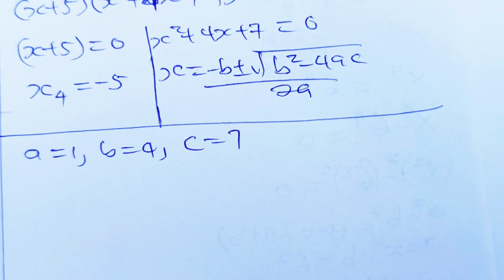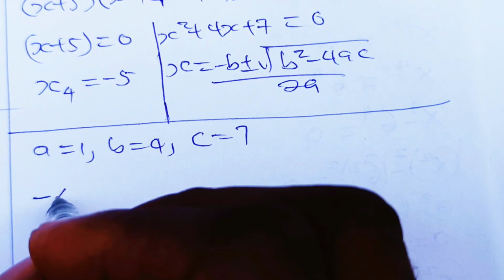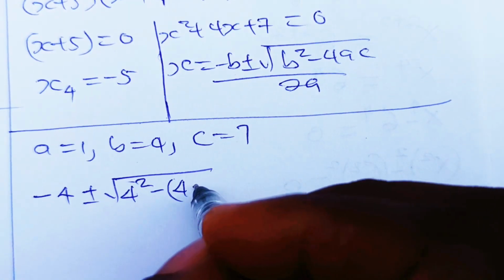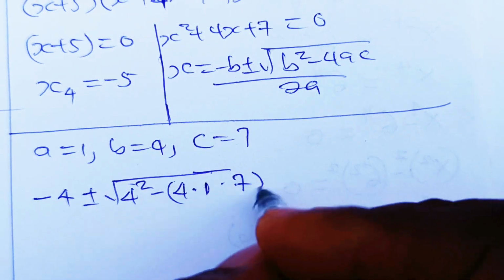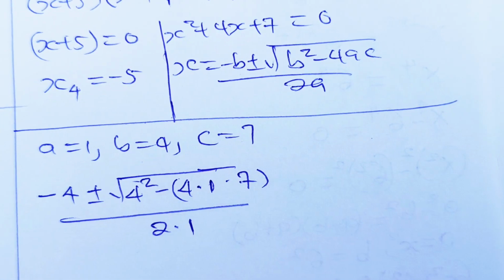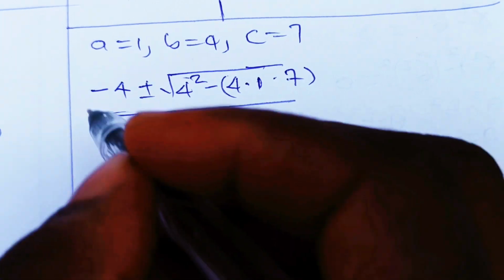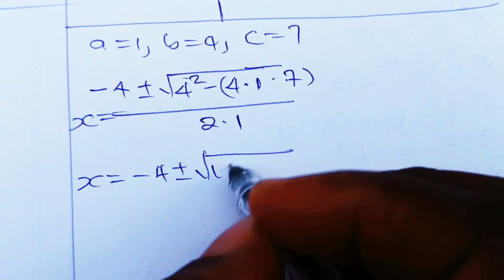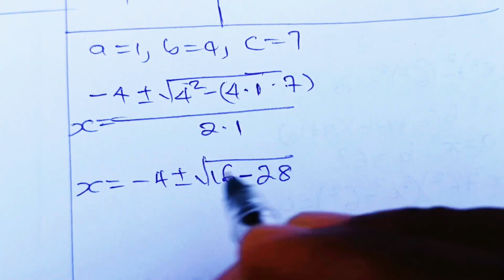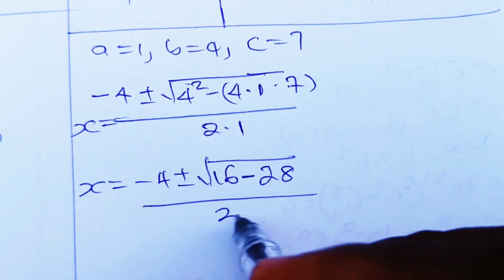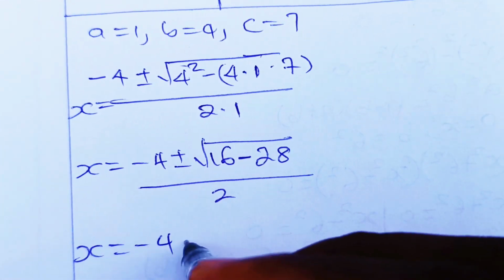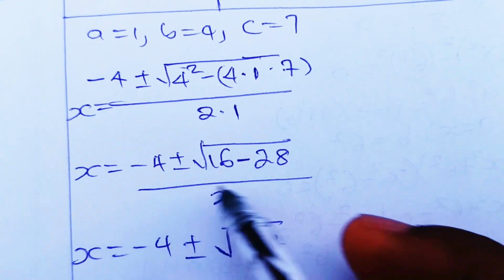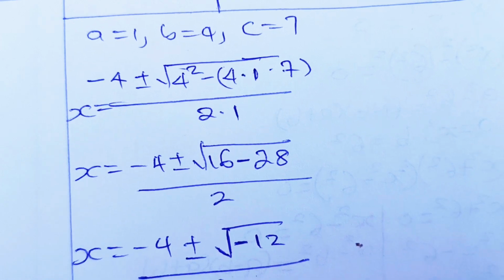Now we are going to substitute. If we substitute, we have minus 4 plus or minus square root of 4 squared minus 4 multiplied by a, which is 1, multiplied by c, which is 7, divided by 2 multiplied by 1. So we can see that our x is minus 4 plus or minus square root of 16 minus 28, divided by 2. So we have that x is minus 4 plus or minus square root of minus 12, divided by 2.